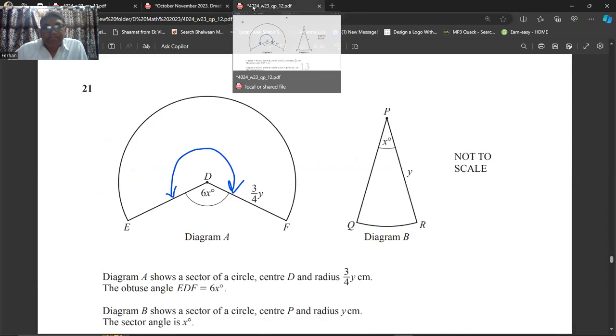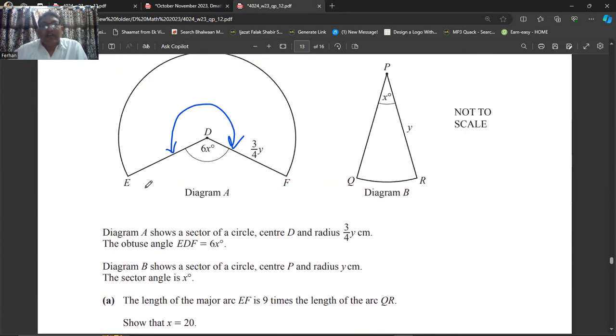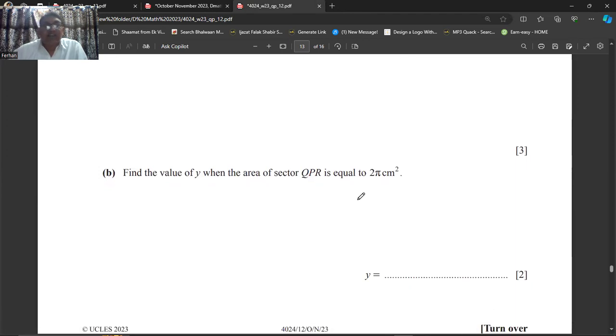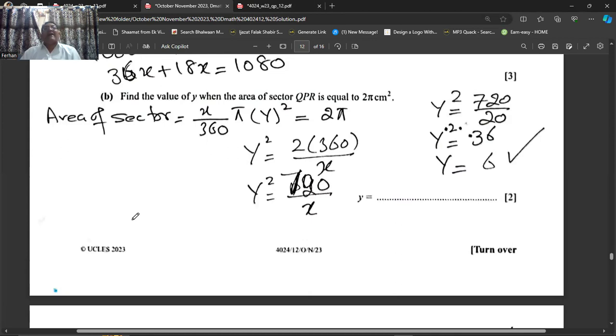Hopefully you understand. Then they say find the value of y when the area of the sector QPR is equal to 2 pi centimeter square. You know the area of any sector is theta divided by 360 pi r square. So x divided by 360 pi, the radius is y square, and the area is equal to 2 pi. The value of x, we know, is 20.